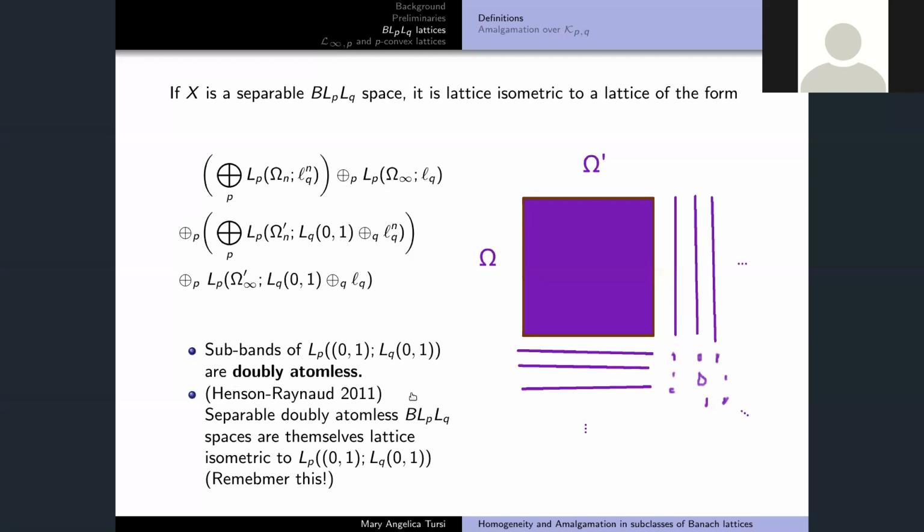are doubly atomless. And it turns out that there is, up to lattice isometry, only one doubly atomless BL_{p,q} space. And that's just the space L_p[0,1]; L_q[0,1]. So just remember this little factoid because that'll come in handy later.